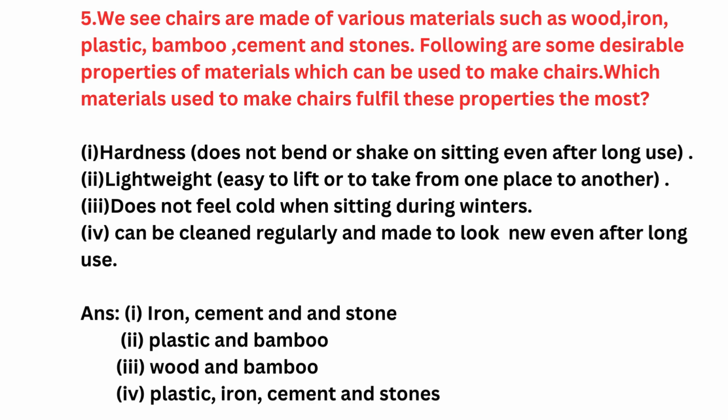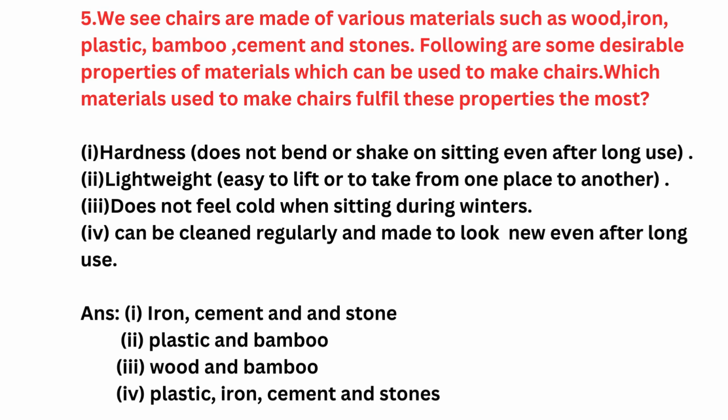Question number 5. We see chairs are made up of various materials such as wood, iron, plastic, bamboo, cement and stones. Following are some desirable properties of materials which can be used to make chairs. Which materials used to make chairs fulfill these properties the most? First one, hardness, does not bend or shake on sitting even after long use. The correct answer, iron, cement and stone.